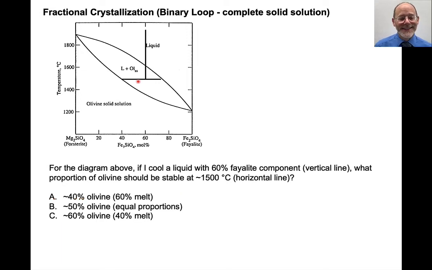And now last, if I cool this liquid to 1500 degrees, let's not worry about compositions. How much of each phase would you have? At this temperature, would you have more olivine or would you have more liquid? And the answer is you would have 40% olivine, 60% melt. Why is that? It's because this arm is longer than this arm. So in other words, this composition is farther from the solidus than it is from the liquidus. So there has to be less of the solid than there is of the liquid.